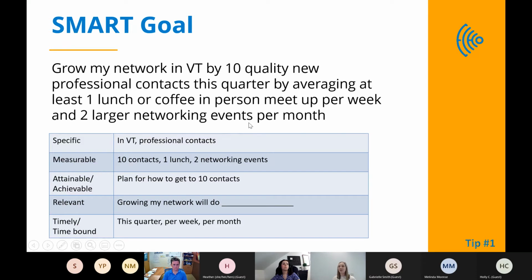I've made it specific. I want to grow my network in Vermont specifically and with professional contacts, not friends, but professional contacts. I've made it measurable. I want to get 10 new contacts. I've also made it measurable for how I'm going to get there, 1 lunch and 2 networking events. It's attainable. I've made a plan for how I can achieve this. Relevant, right? So making sure that my goal is relevant to my business, growing my network is going to help me grow my business. And timely. So I've set a time-bound structure to my goal. So I want to meet the 10 quality new contacts within this quarter. And I've also set specific timely measurements for how I'm going to get there as well.